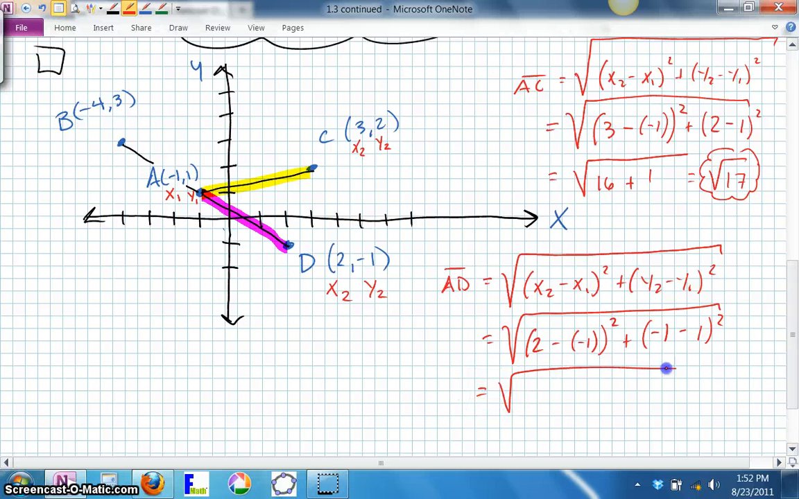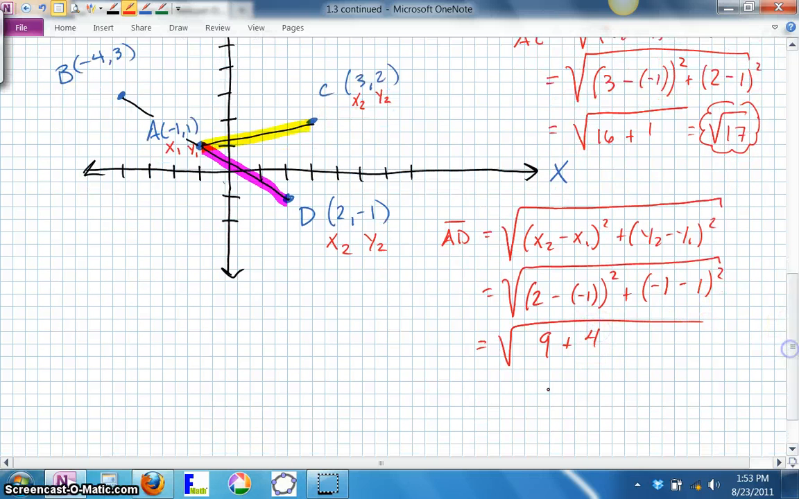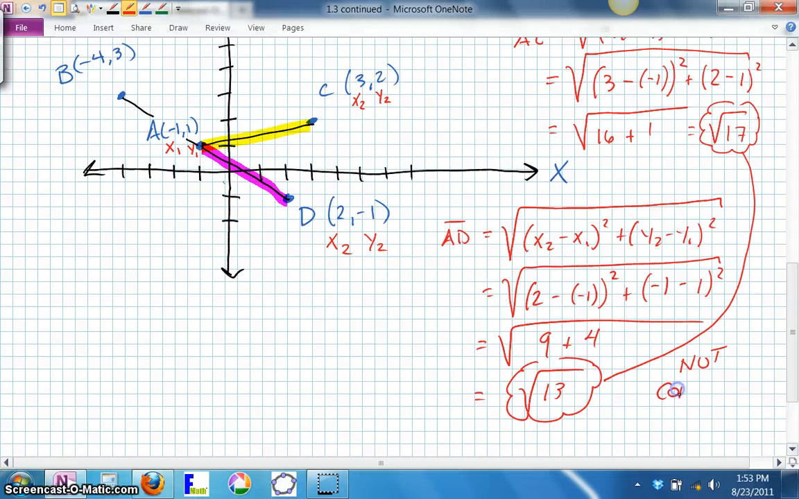So let's simplify. How much is 2 minus the negative 1? 3. What's 3 squared? 9. Plus, what's negative 1 minus 1? Negative 2 squared? 4, very good. How much is that equal to? Square root of 13. Okay, everybody. Are these two line segments congruent? No, they are not congruent.